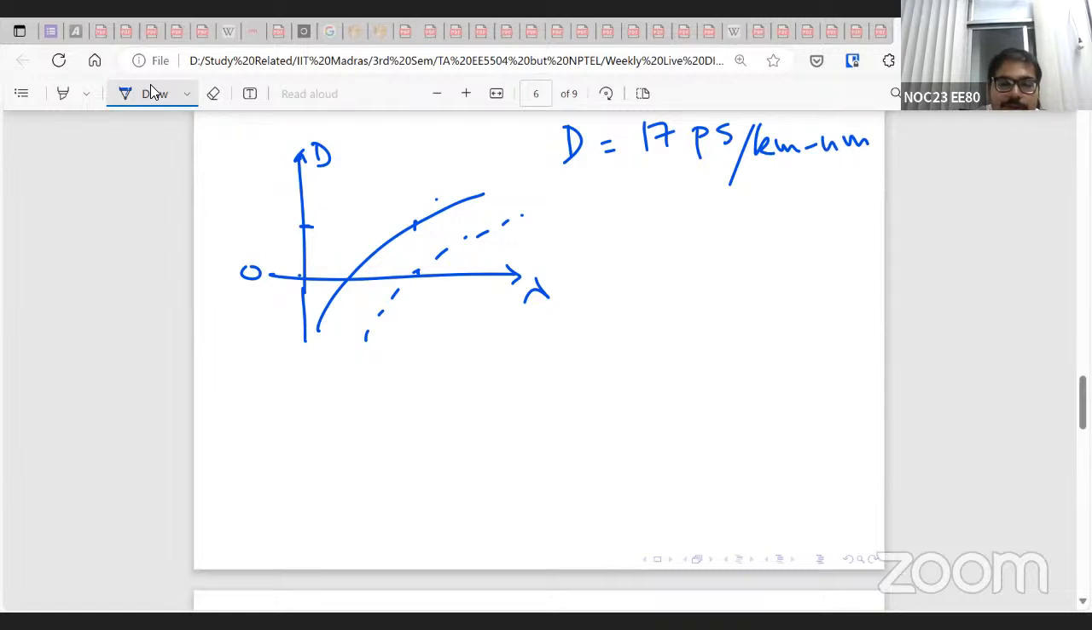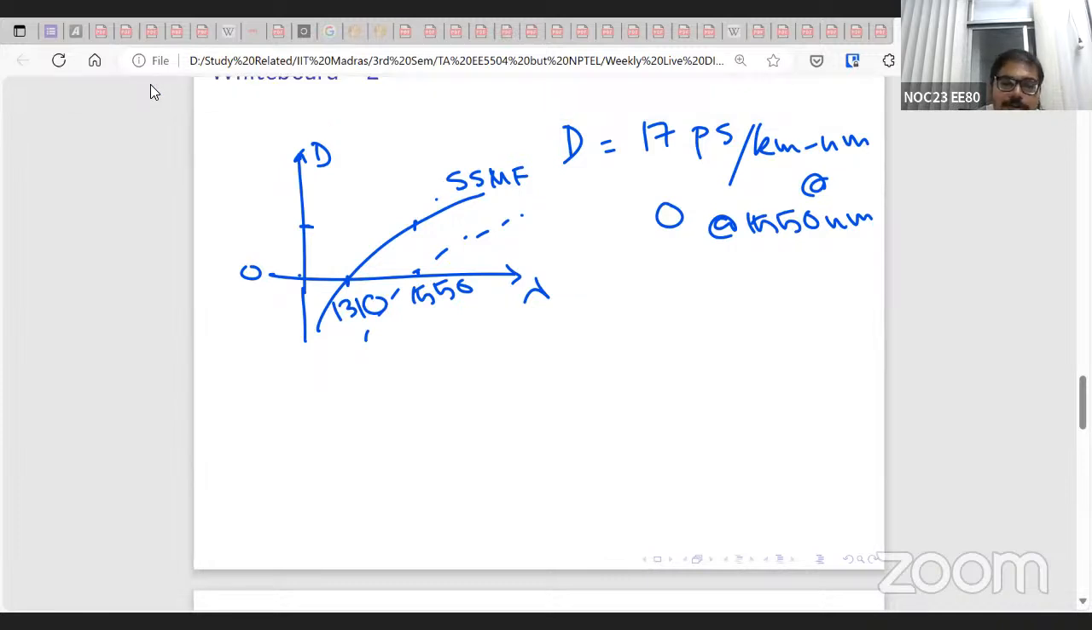But then we talked about zero dispersion fibers. Those will have D going to zero at 1550. For standard single mode fiber, the zero dispersion wavelength is near 1325. It was mentioned during the course, though I think 1310 is a more common number. So standard single mode fiber will show zero dispersion at this wavelength, and below that wavelength it will show negative dispersion, some negative value.